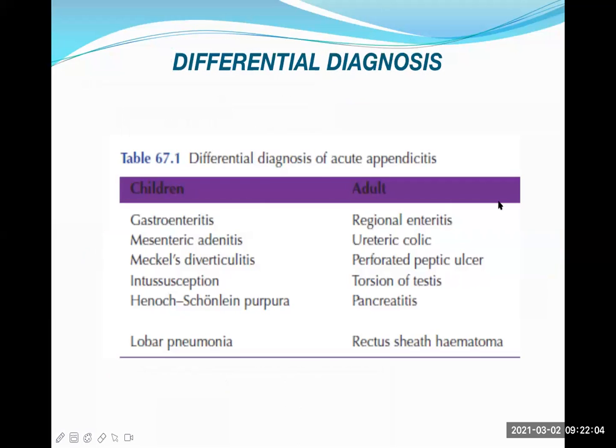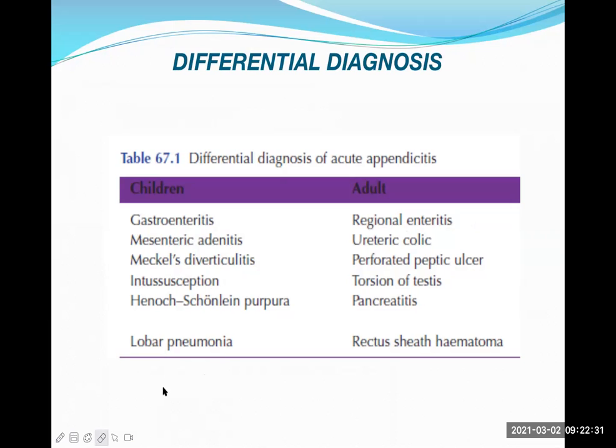We are towards the end of this session now. Now see this. These are the differential diagnoses of acute appendicitis according to age. In the case of children, these are the common differential diagnoses. In the case of adults, these are the ones. Now see this. In children, most of the points we have already covered: gastroenteritis, mesenteric adenitis, Meckel's diverticulitis, intussusception.